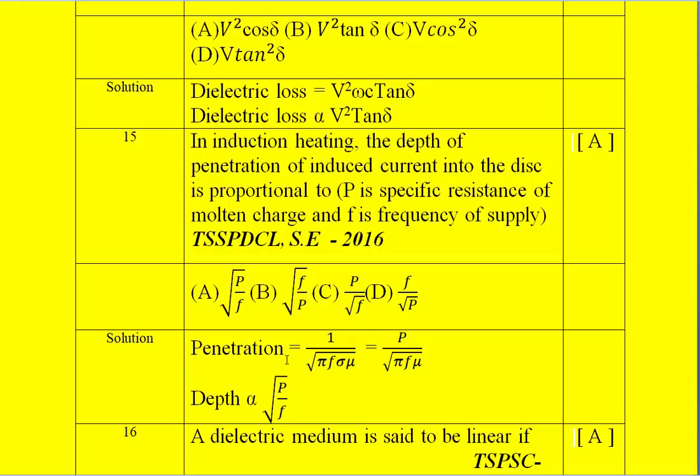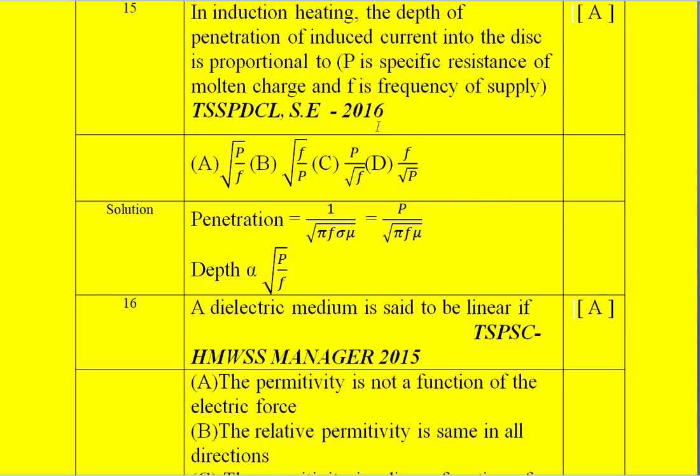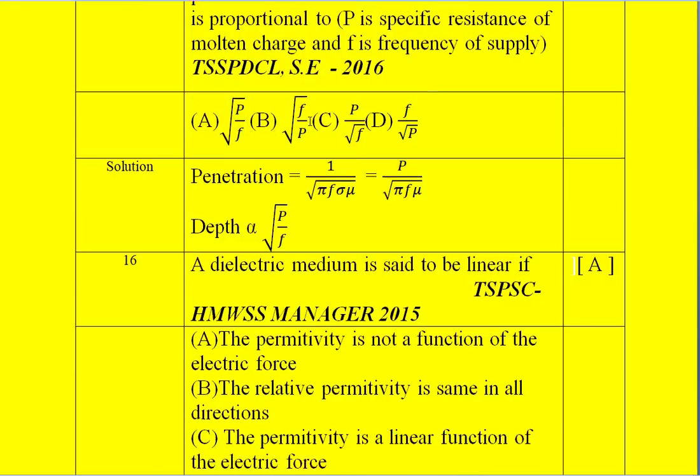So we know the formula in induction heating. Penetration is equal to 1 by root of pi F sigma mu, and if we simplify it we get rho by root of pi F mu. So depth of penetration is directly proportional to root of rho by F. So A is the right answer. And it was given in 2016 TS SPDCL for sub-engineers.